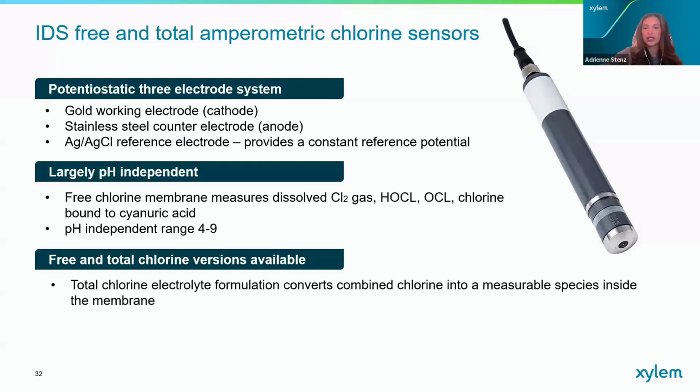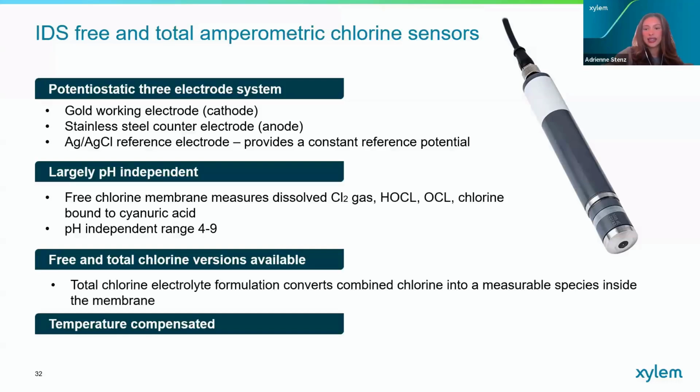There are free and total chlorine versions available of this sensor. The total chlorine version has a specialized electrolyte formulation that converts combined chlorine into a measurable species once inside the membrane. And lastly, these are temperature compensated with an integral temperature sensor.